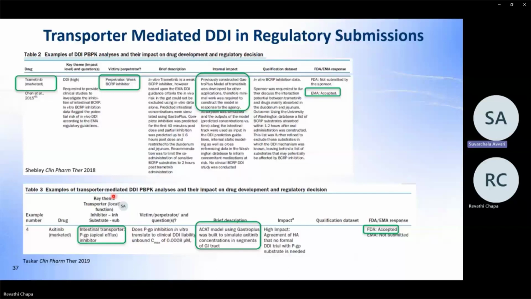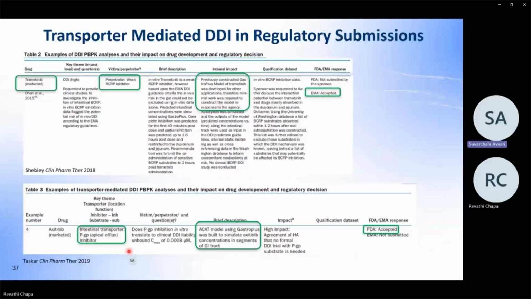This slide talks about transporter-mediated DDIs in regulatory submissions through two examples. The first drug was trametinib, which is a perpetrator, a BCRP inhibitor. Previously, the model was developed for this trametinib using GastroPlus for other application purposes, therefore minimal work was required when it comes to the assessment of BCRP inhibition through this drug. And this model using GastroPlus was submitted and accepted by EMA.